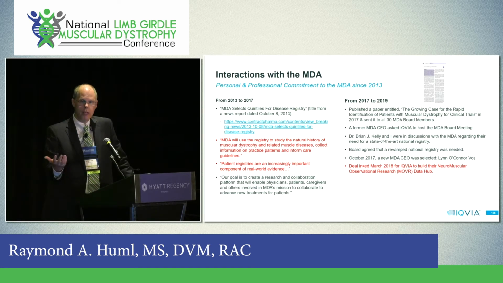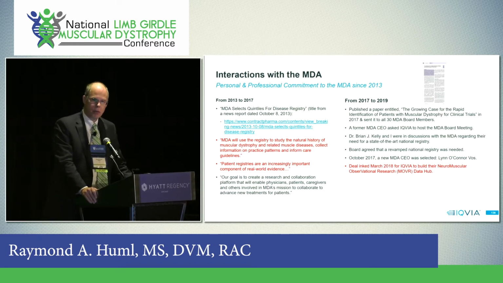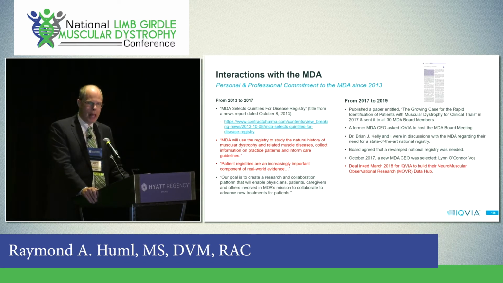They have 43 different diseases under their umbrella. Limb-girdle was prioritized as one of the top ones. Their goal is to create a research and collaboration platform, just like we talked about earlier today. Later, my daughter and I published a paper called The Growing Case for the Rapid Identification of Patients with Muscular Dystrophy for Clinical Trials, and we sent it to all 30 MDA board members.